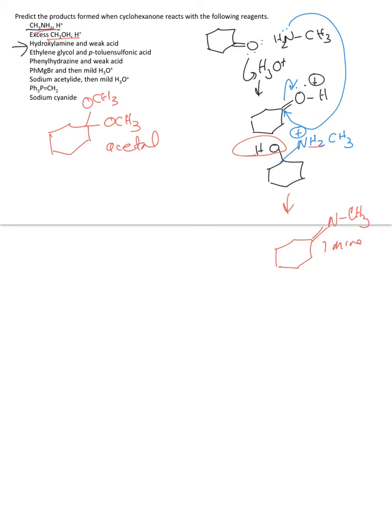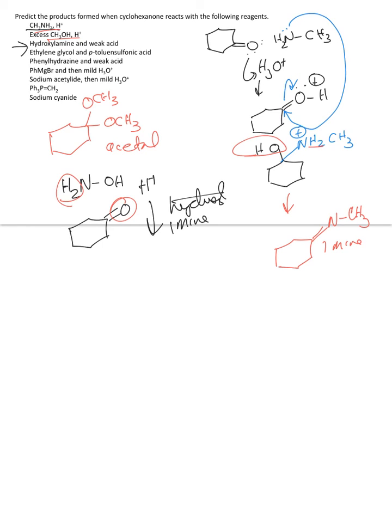Okay, the next one, hydroxylamine. What is that? That's NH2OH. And you got weak acid, because you only want it to be about a pH of 5, with cyclohexanone. So you're going to lose this oxygen, and you're going to lose those two hydrogens to make an imine. And it's actually a hydroxylamine. Actually, it's called an oxime. So what does that look like? NOH. So when the carbon double bonds with the NOH, that would be an oxime.